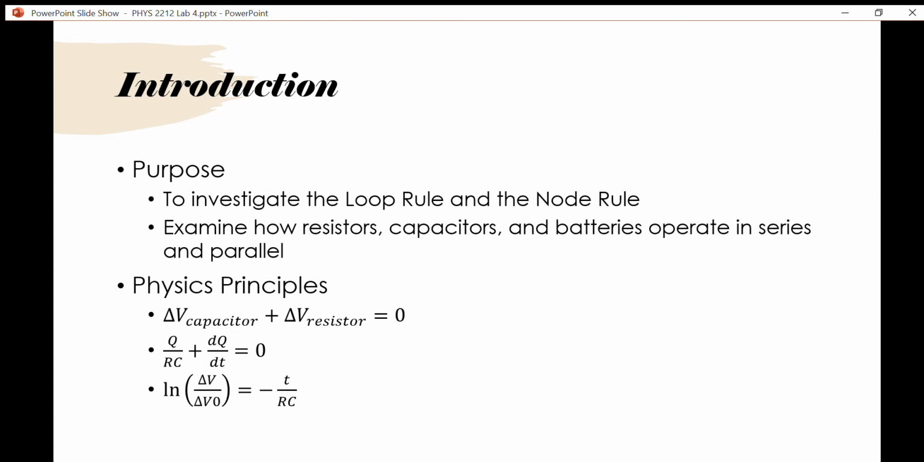So the purpose of this lab, basically we're just going to talk about the loop rule and the node rule when it comes to circuits, and then we're going to examine how resistors, capacitors, and batteries operate in series and parallel.